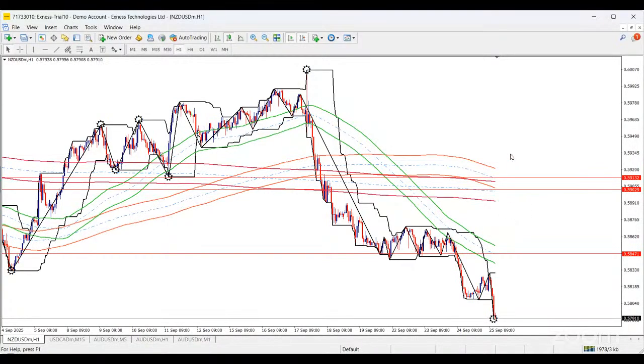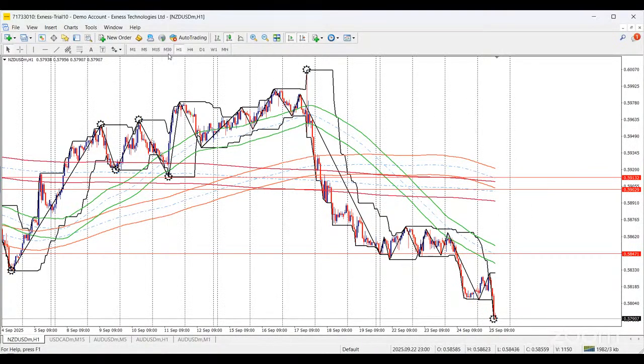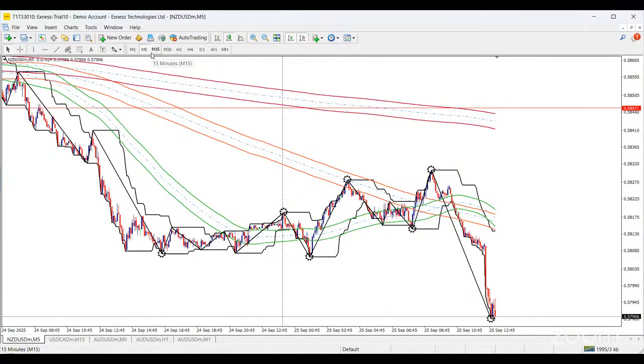In sync with the levels I marked out using indicators, let's go on the M5 time frame to mark out yesterday's highs and lows. Okay, so that has loaded up.